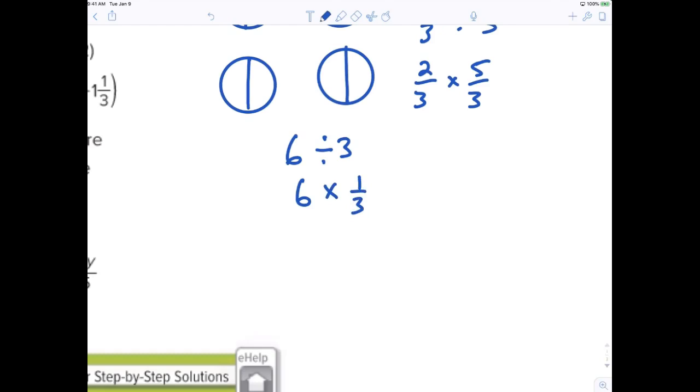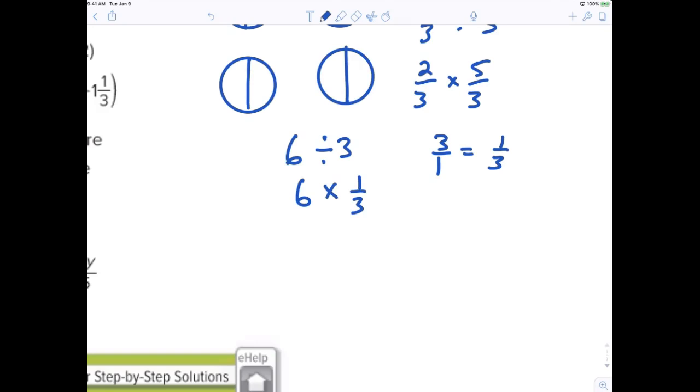Because 3 is the same as what? 3/1. And the reciprocal of 3/1 is what? 1/3. All right? So these are the types of things that can help you with numbers. And this is what my job is this year, to try to help you better understand numbers. That's why this is critical.